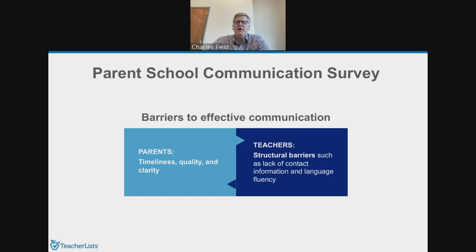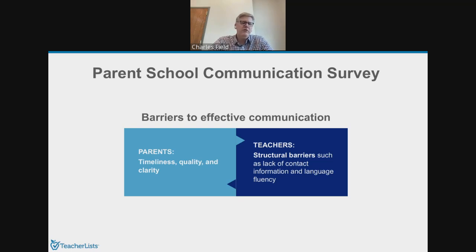And then on the other side of that, you have teachers that just have structural barriers. They either don't have the contact information for the parents, so it's hard for them to communicate, or maybe there are language issues. If they want to get something out in a timely way, they have to go and get it interpreted into a different language, and that makes it hard to deliver on time. And so now you're treating families in a different way.